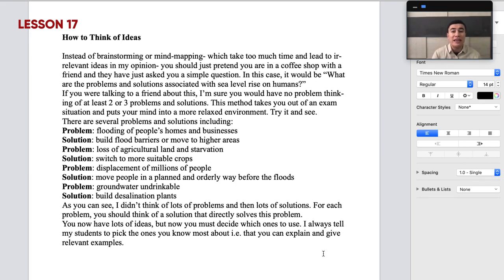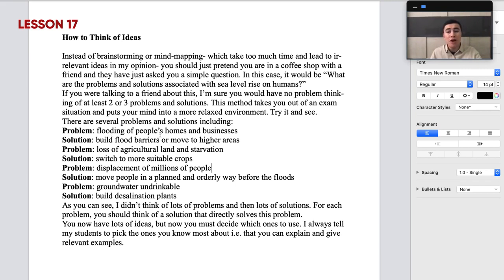So if you were talking to a friend about this, I'm sure you would have no problem thinking of at least 2 or 3 problems and solutions. So this method is very helpful because it can take your mind out of the exam situation and put it in a more relaxed environment. Try it and see. Now, let's consider these problems and solutions.